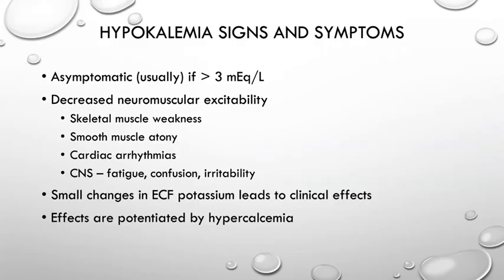Hypokalemia disrupts electrical conduction in nerves and all types of muscle. This can lead to muscle weakness, paresthesias, and cardiac arrhythmias. Although not always true, symptoms tend to not occur until serum potassium falls below 2.5 milliequivalents per liter. Also, as with all electrolyte disorders, the more quickly the disorder develops, the more likely the person is to have symptoms. Cardiac and EKG effects are the most worrisome complication of hypokalemia.